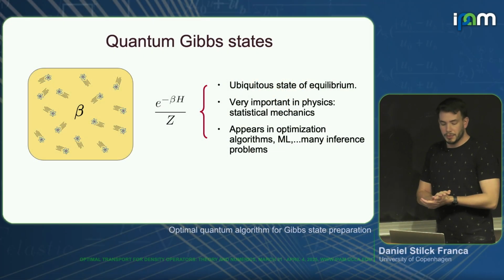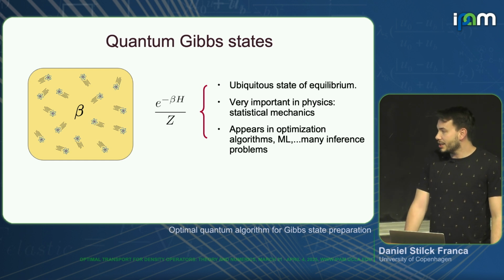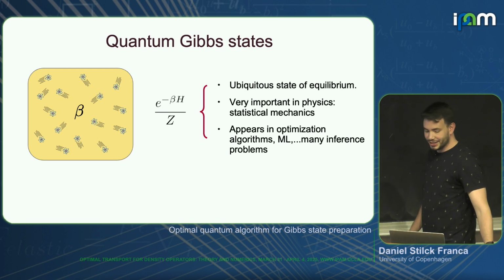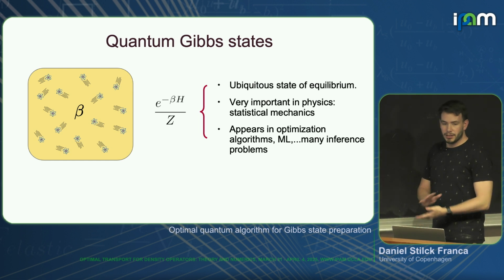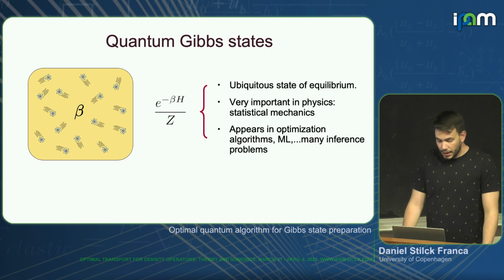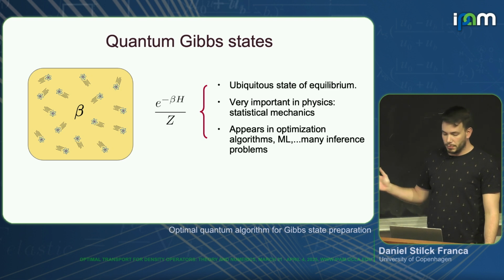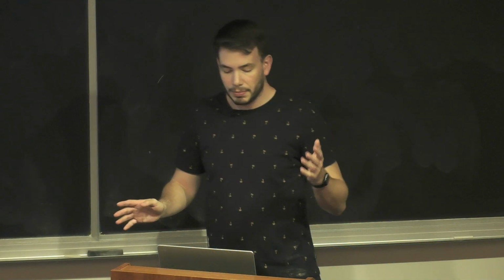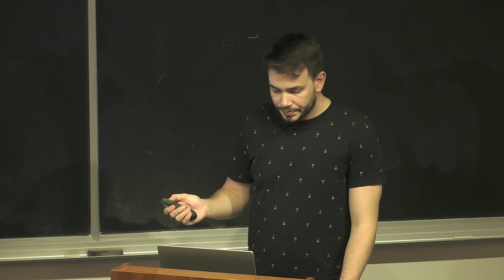So what are quantum Gibbs states? Well, in principle, you just take a big Hermitian matrix H, you exponentiate it, and then you normalize it by its trace. This Z over there is just the trace of e to the minus beta H, the partition function. These states appear everywhere in physics because they describe states in equilibrium. In statistical mechanics, they are all over the place. But they are significant much more beyond that. They also appear in optimization, machine learning, many inference problems. So there are many reasons to care about these quantum Gibbs states.